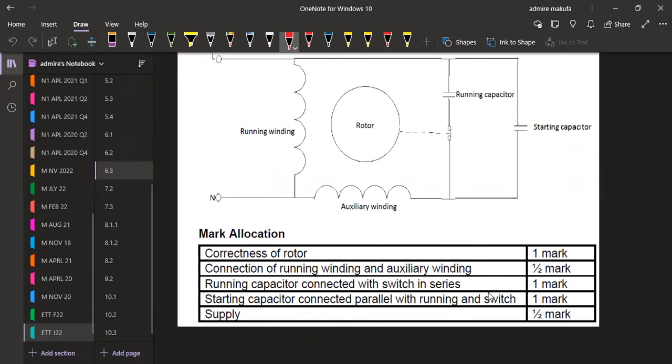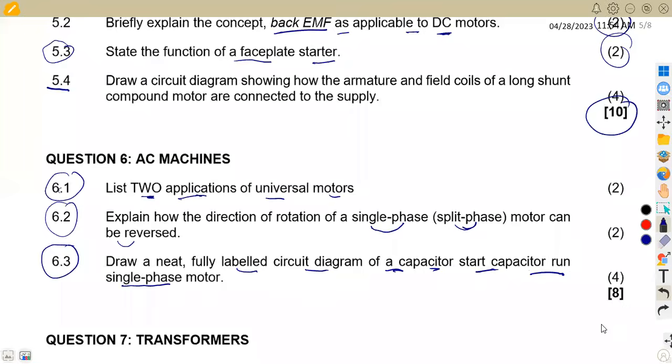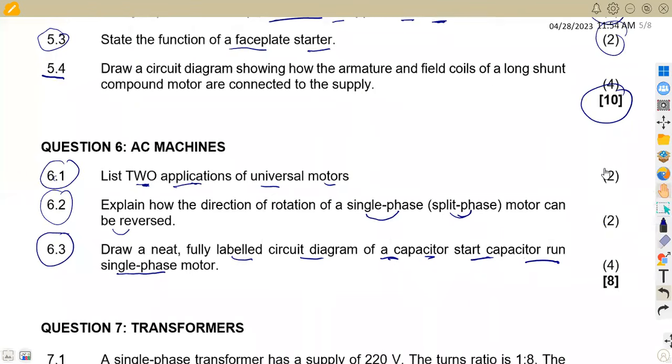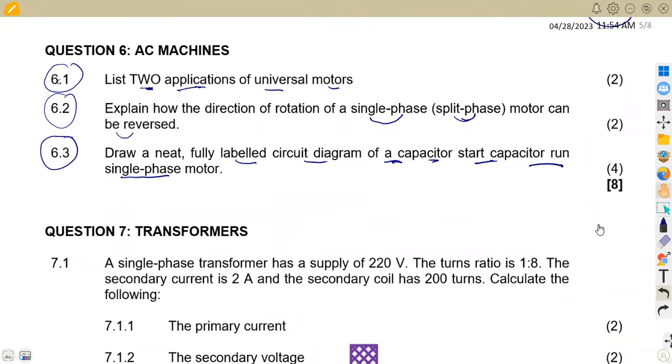Okay, so this is the major part that you are supposed to show, with the line, the live and the neutral from our supply. So with this, we can obtain full marks. Okay, so that was our question 6.3, ending our question 6 with 8 marks.